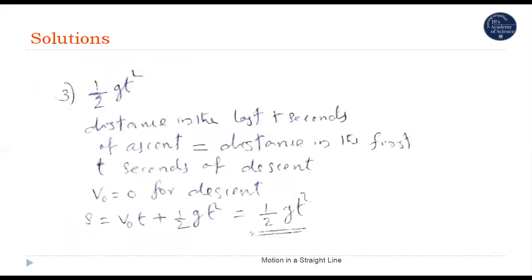The third one, half gt square. Distance in the last t seconds of ascent is equal to distance in the first t seconds of the descent. For descent, v naught is equal to 0. S is equal to v naught t plus half gt square. That is v naught t is 0. Therefore, this distance s is equal to half gt square.